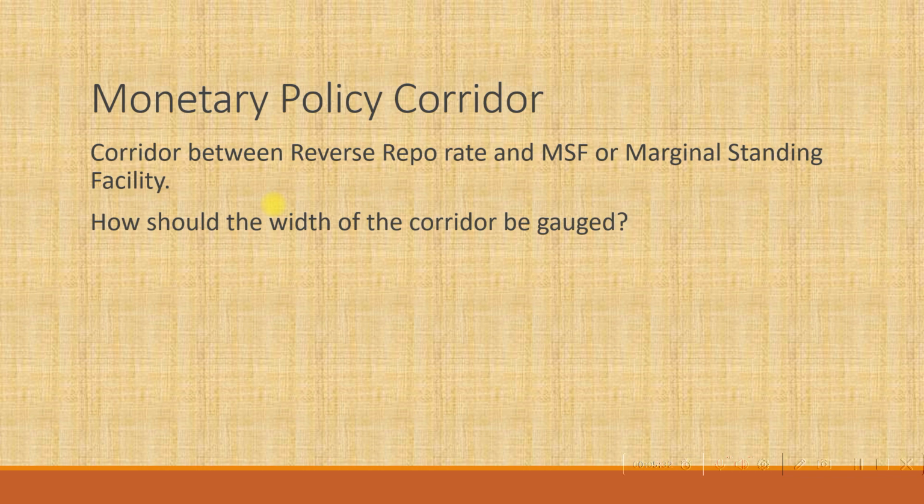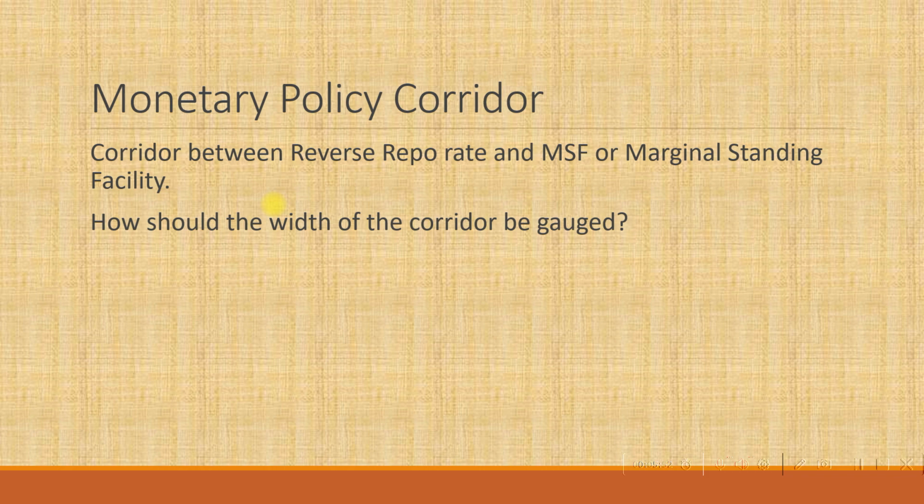Now, before gauging the width of the corridor, we will say that the reverse repo rate will be the lowest of the policy rates and MSF will be the ceiling, or the highest rate, more than the repo rate. The repo rate will be in between the reverse repo rate and the MSF rate. Now, the reverse repo rate and the MSF determine the corridor in the weighted average call money rate for all the daily movements.